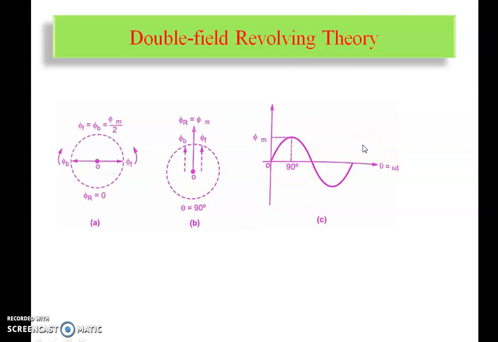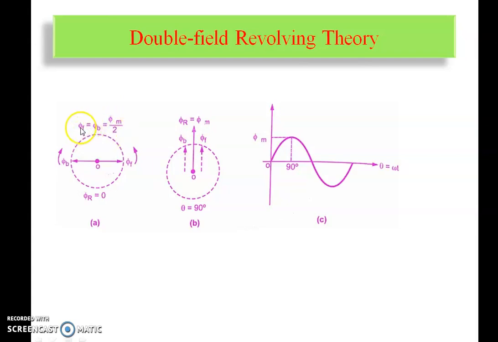Now I assume the initial case, that when my theta is equal to 90 degrees, what will happen? Now I consider this phi into two parts, phi f and phi b. Phi f indicates the forward flux and phi b indicates the backward flux. Total phi f plus phi b is equal to phi m. That means if I add phi f and phi b, I will get phi m, where phi f equals phi b equals phi m divided by 2.